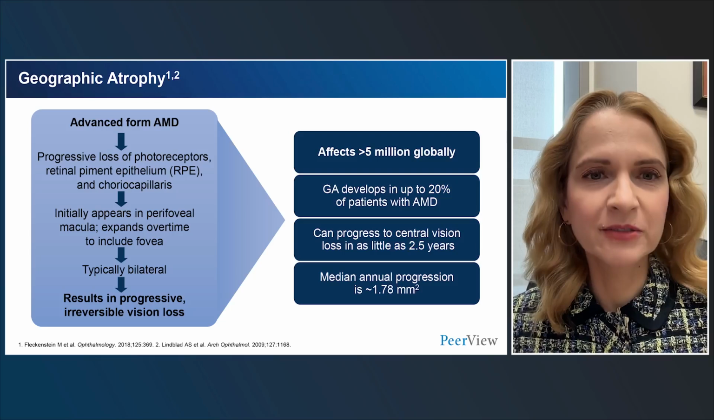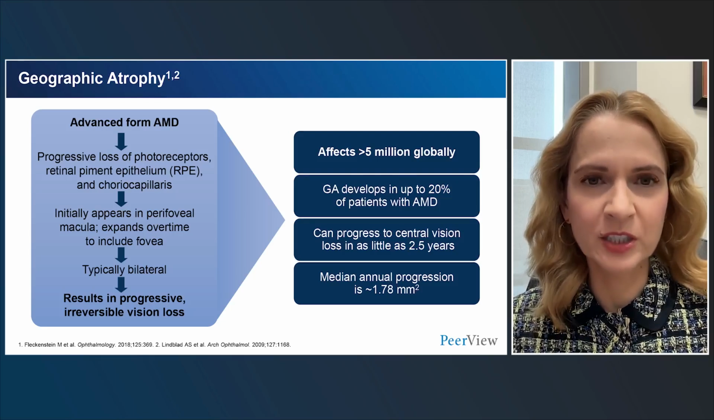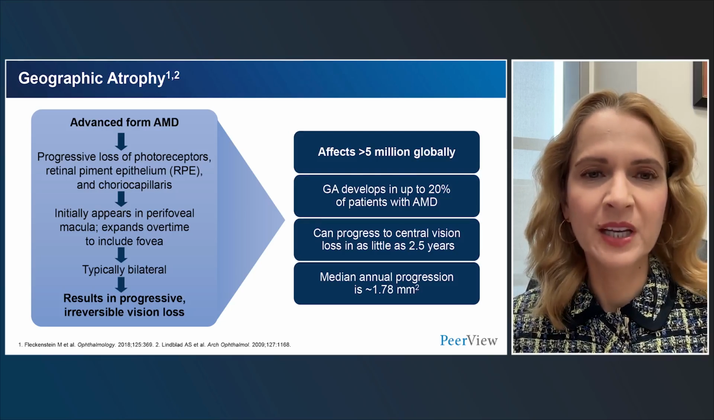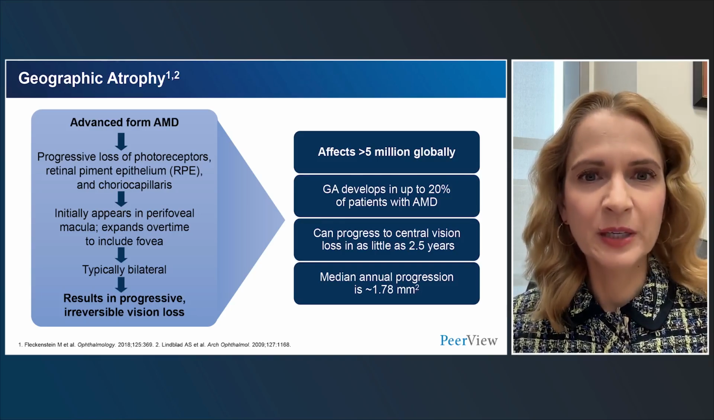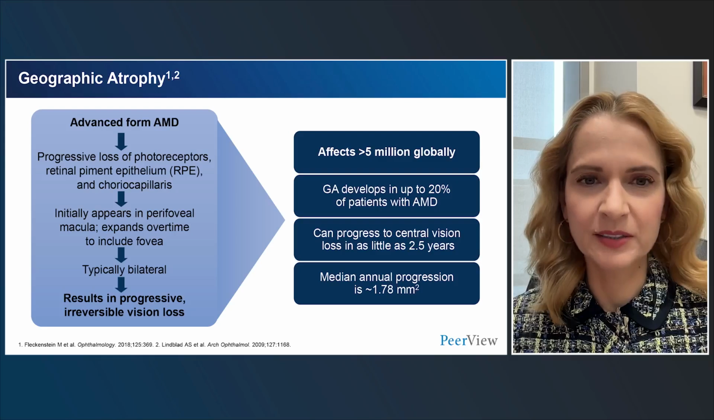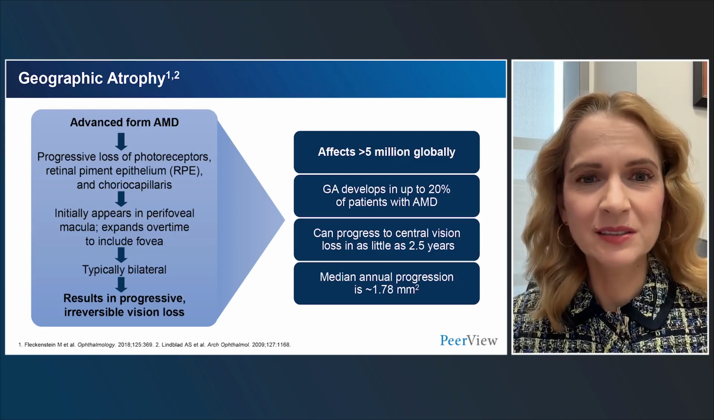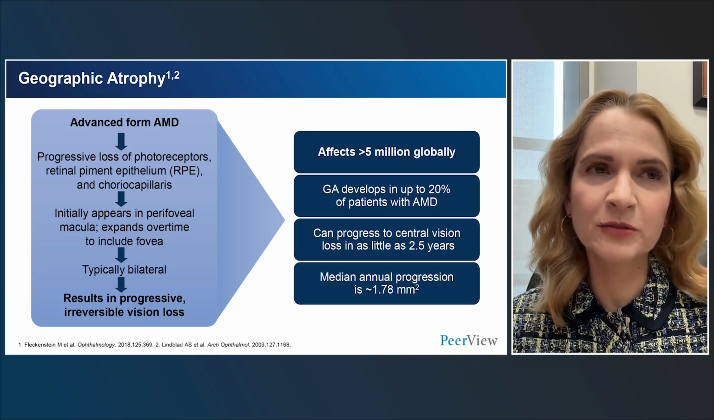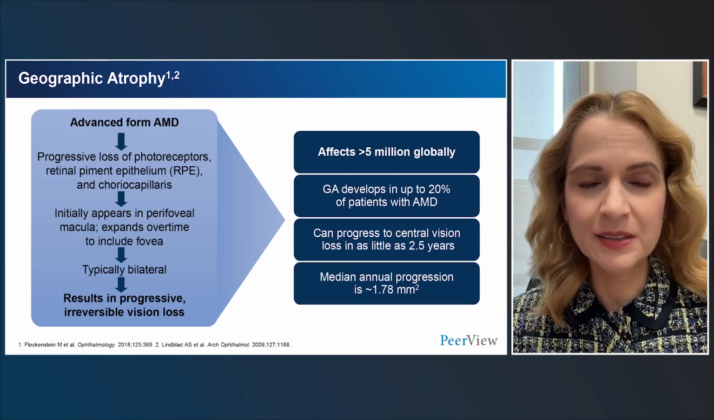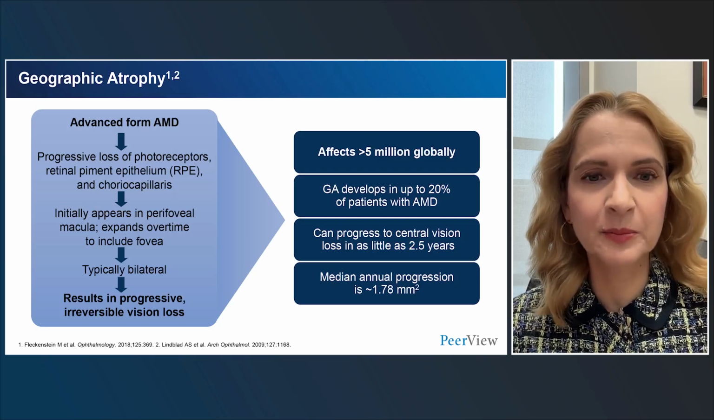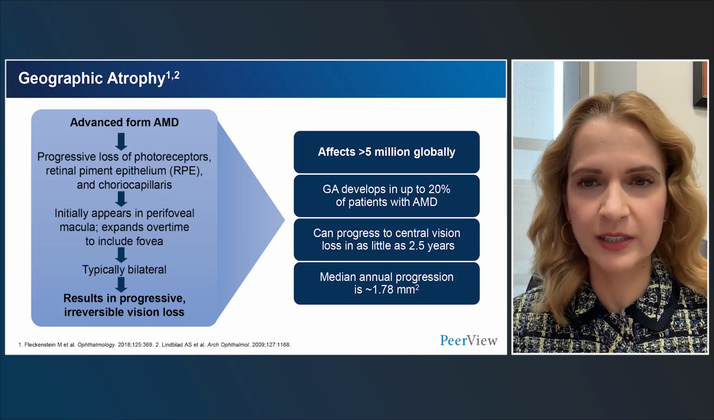Geographic atrophy is defined as one of the advanced forms of age-related macular degeneration. It is characterized by progressive loss of photoreceptors, retinal pigment epithelium, and choriocapillaris. Initially, the disease starts in the perifoveal macula and expands over time to include the foveal area responsible for central vision. Typically, this is a bilateral condition that results in progressive irreversible vision loss.